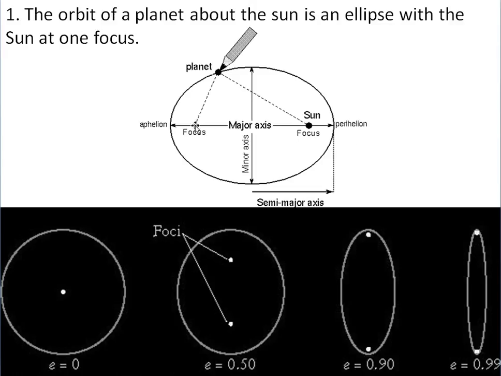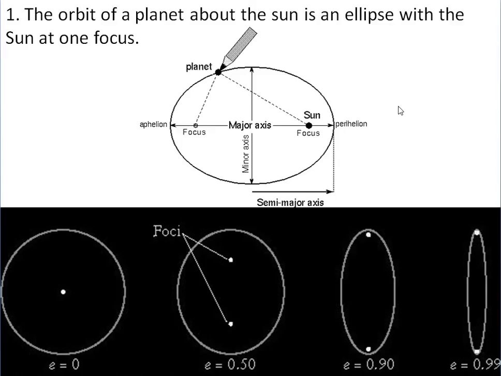And while we have this slide open, I'll point out two other things. There's this location right here, the aphelion. This is the position of the planet when it reaches its greatest distance from the sun. And right here is the perihelion position. And this is where the planet is located when it reaches its closest proximity to the sun.